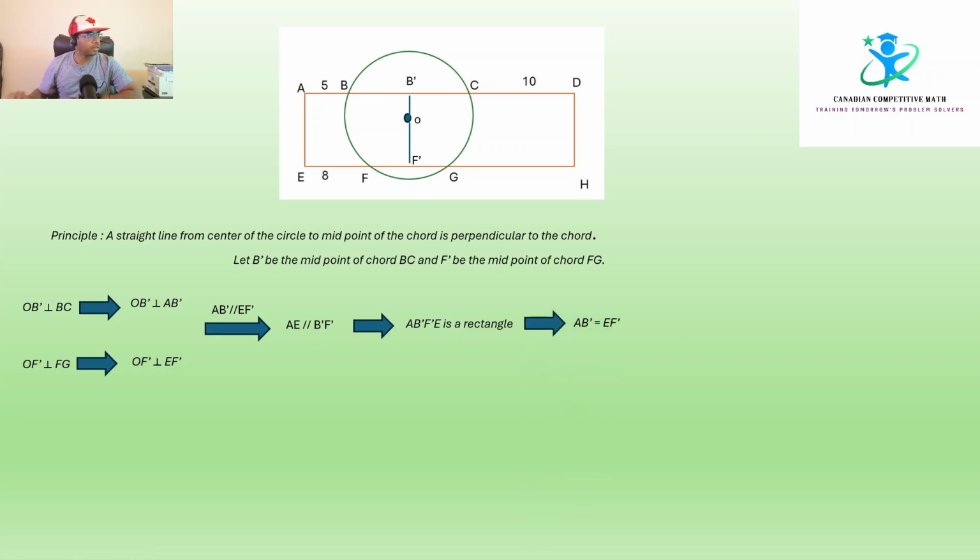What follows from that? Since AB'F'E forms a rectangle, we can say that AB' equals EF'. AB' we can write as AB plus BB'. EF' we can write as EF plus FF'. So what follows is this: 5 plus BB' equals 8 plus FF'.